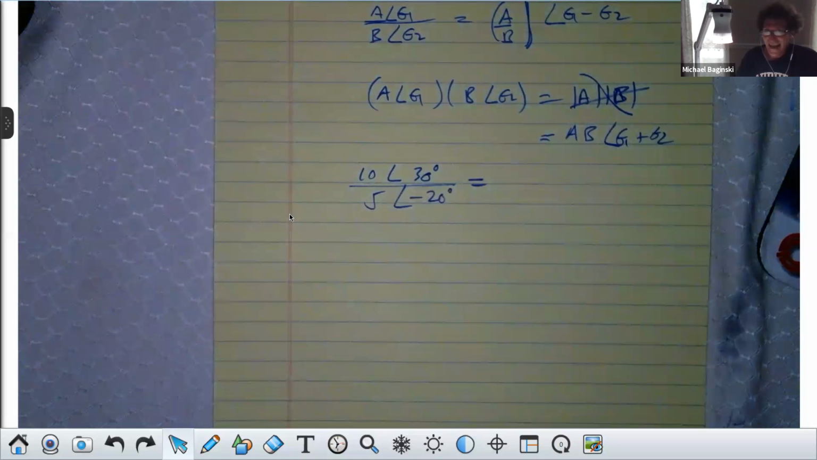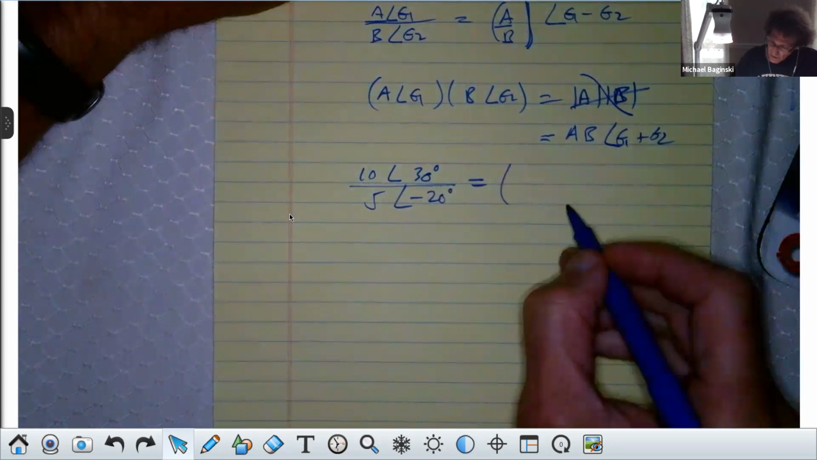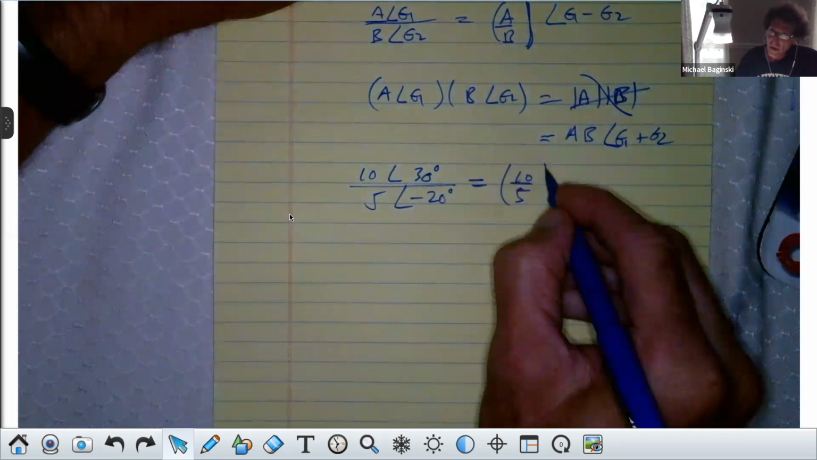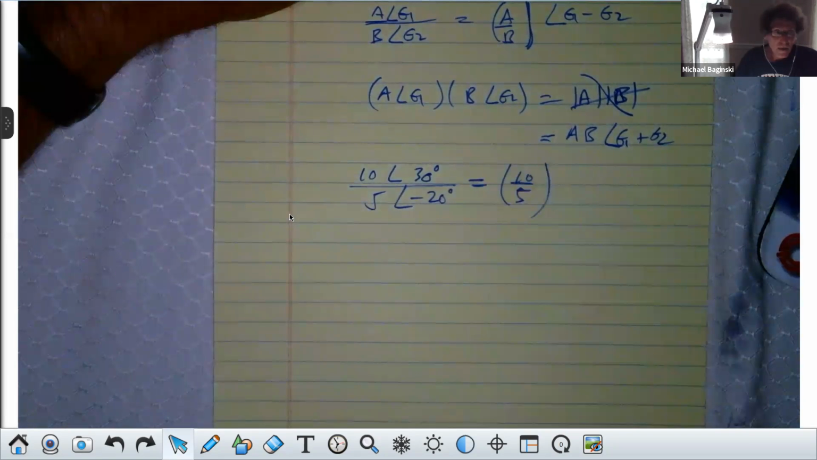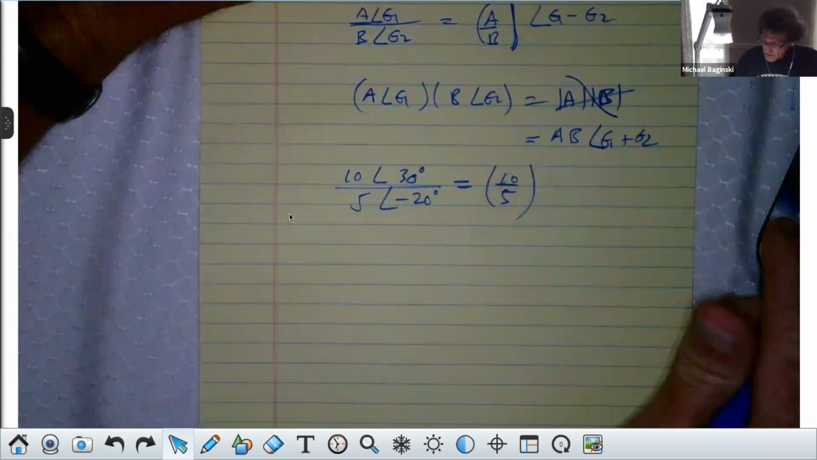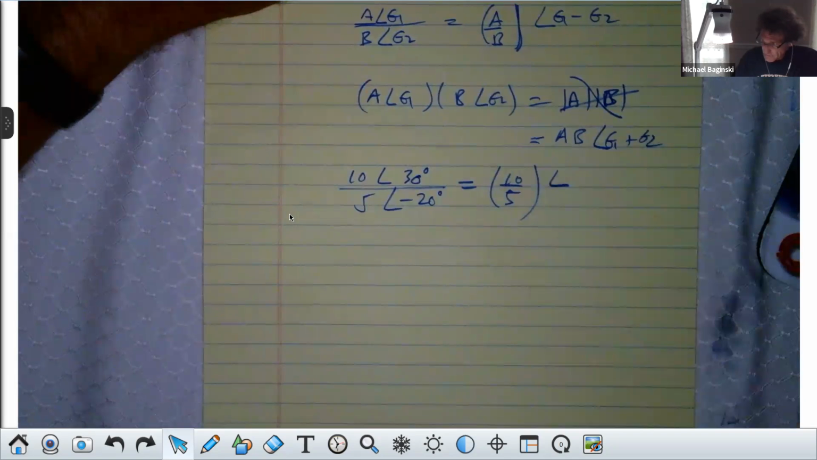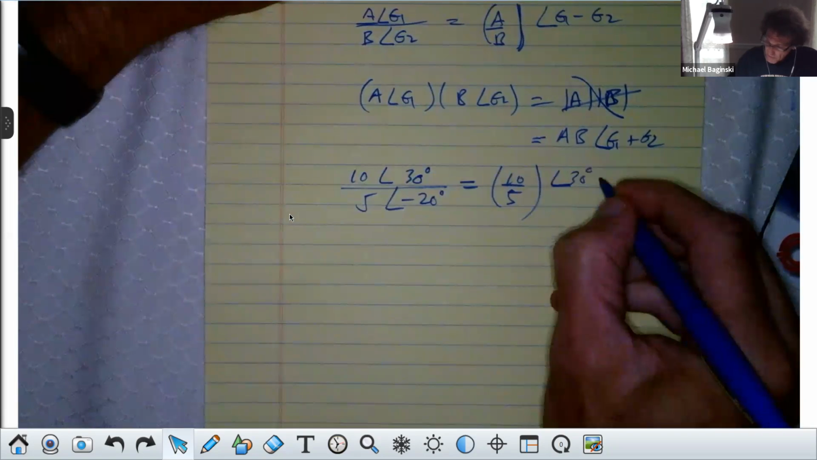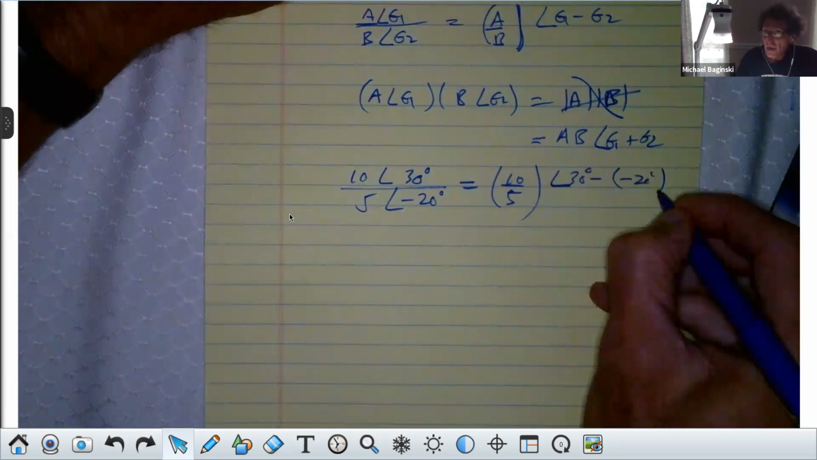Well, how do you get the magnitude? What would I do? It would be 10 over 5, correct? And what would the angle be, class? It would be 30 degrees minus 20 degrees, correct?